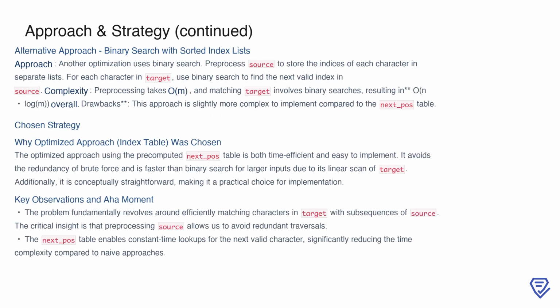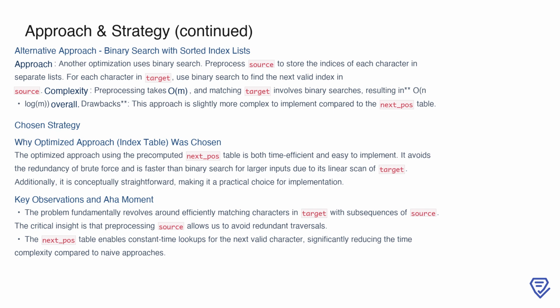Another way to optimize the solution is by leveraging binary search with sorted index lists. In this method, we pre-process the source string by storing the indices of each character in separate lists. For example, for a given character ch, we maintain a list of all its positions in source. Then, as we process each character in target, we use binary search to find the next valid index in source where this character occurs. This helps us efficiently locate the required characters without scanning the entire string repeatedly.